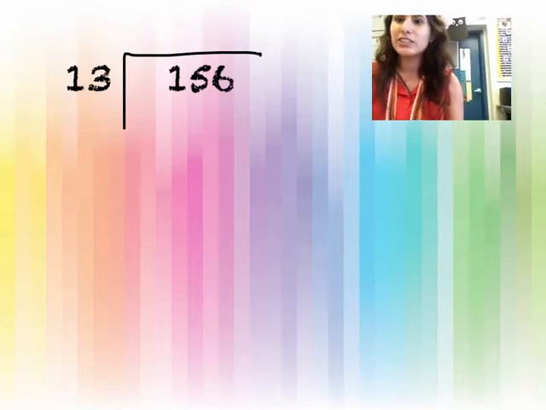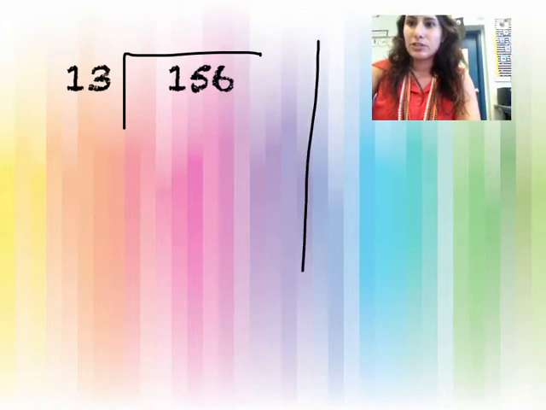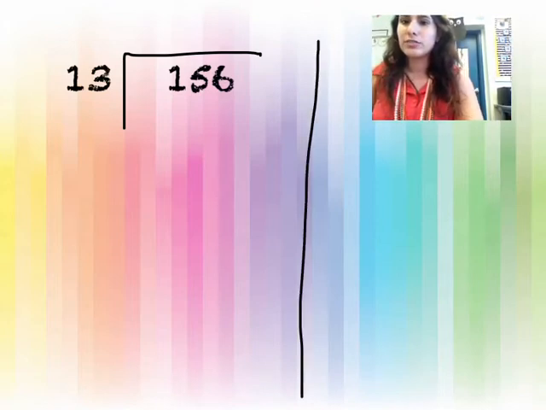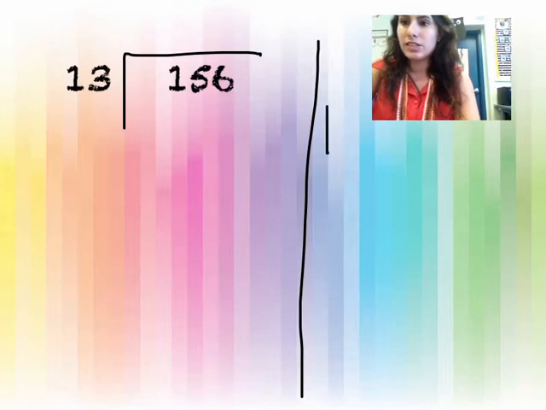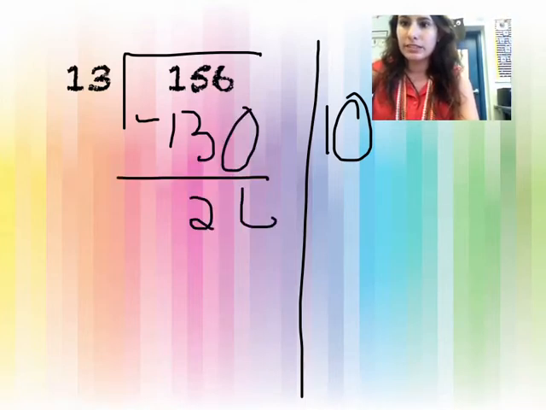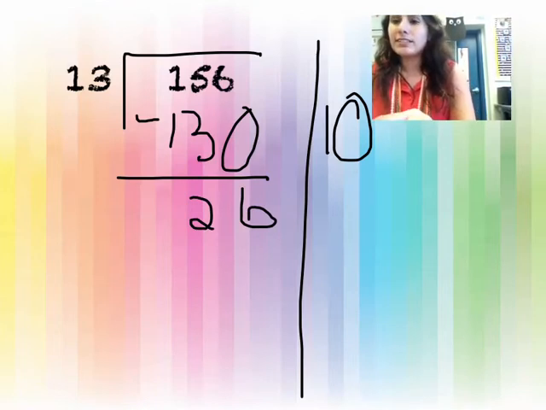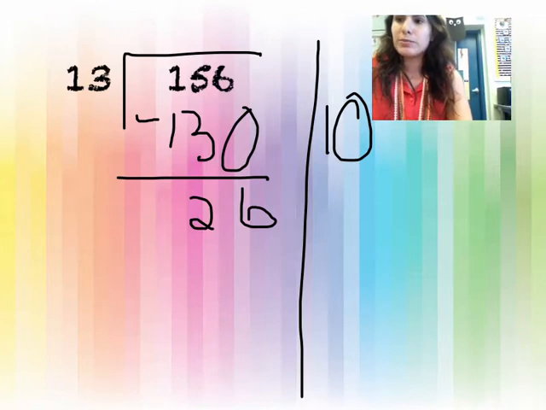Okay, let's do 156 divided by 13. I'm going to draw a line. Then I'm going to divide by multiples of 13. So 13 times 10 is 130. I have 26 left over now. So I'm going to keep going. I cannot subtract 130 because that is way too big.